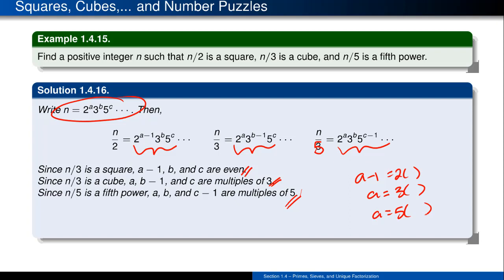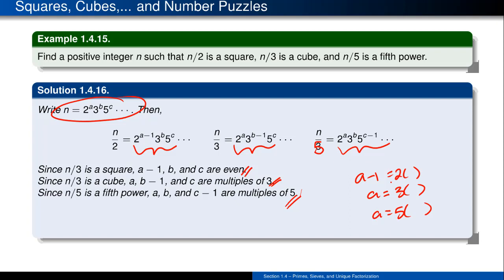Hopefully you can see that a being, let's say, 15 would work, because 5 times 3 is for sure a multiple of 5. 3 times 5 is again a multiple of 3, and if I take 15 minus 1, I get an even number, that is 14, which is for sure a multiple of 2. So I could potentially take a to be 15.